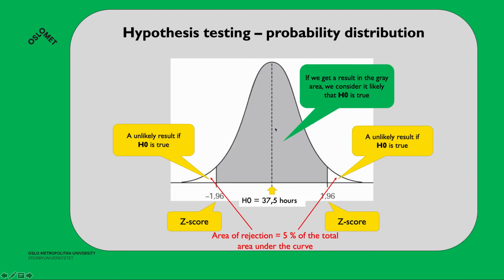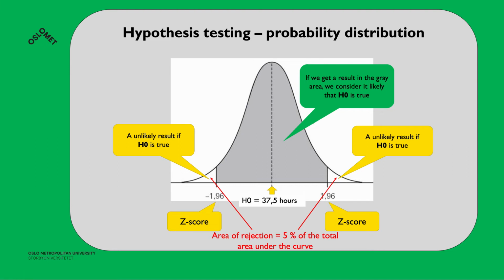So this normal curve is our probability distribution, and if we get a result in the gray area, we consider it likely that H0 is true. Whereas if Norwegian workers work very much more than 37.5 hours per week, then we find it very unlikely that they work 37.5 hours. If in our sample they work very much more or very much less than 37.5 hours per week, we reject the null hypothesis that they work 37.5 hours per week in the population as a whole.